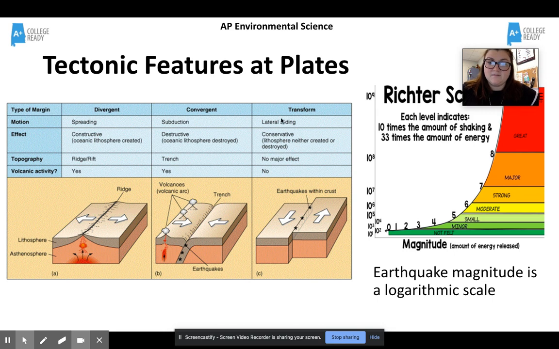Then transform, they're sliding side to side. And it's really a conservative effect. It's not really creating or destroying any of the lithosphere. No major effect on topography, so pretty hard to notice, I suppose. And there is no volcanic activity there.